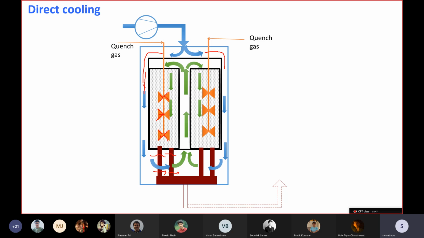This way, it will directly cool the reactant without doing any intermediate cooling like we saw in the previous slide. So the quench gases are sprayed in between at different points to reduce the temperature beyond 700 degrees centigrade. Whenever there is a rise in temperature, the quench gas is sprayed to reduce it.